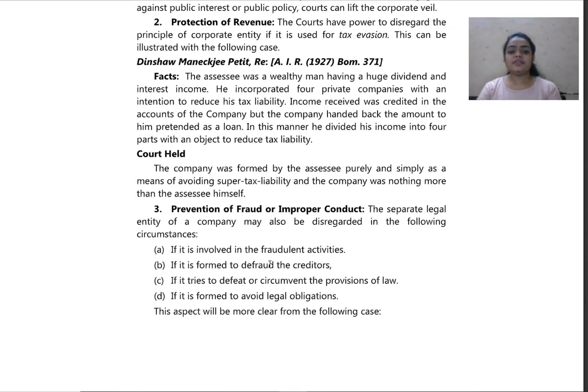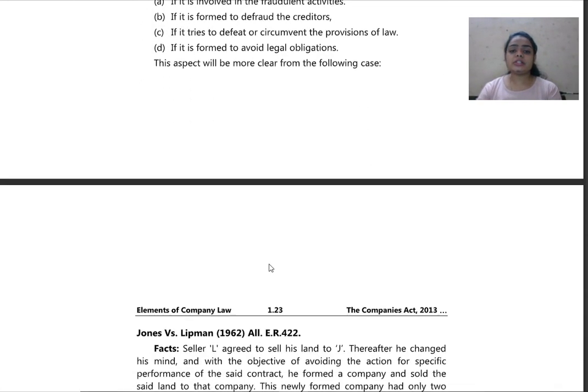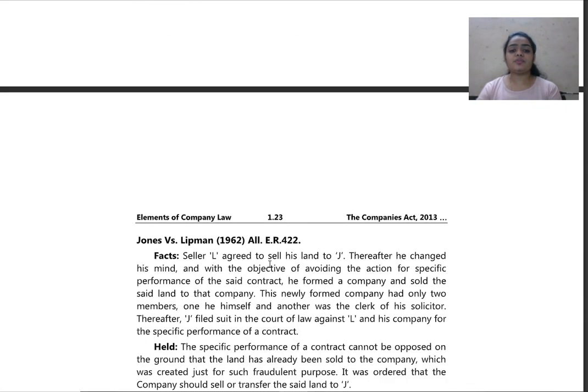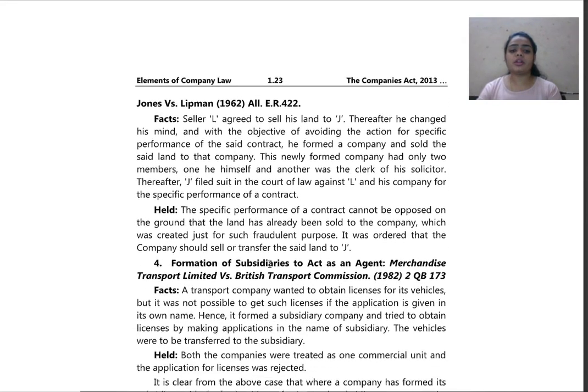So in the last class we were discussing prevention of fraud and improper conduct. In this case we have seen certain aspects in which there is a chance of creating fraud and what all were the activities. Now we shall study about the case from which we shall get clarity about what is happening.